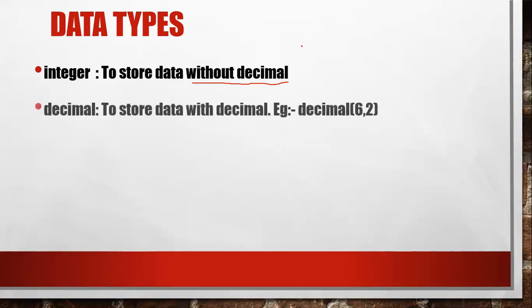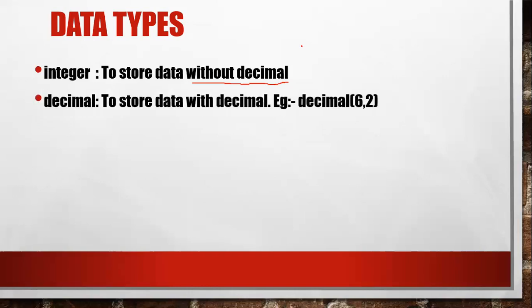Okay, the next thing is decimal. As I told you earlier, integer is basically used in those fields in which we want to store data which does not contain a decimal part. But suppose we want to store a particular piece of data which contains a decimal part, then we use another data type, that is decimal. So to store data with decimal we use the decimal field, and I have written an example: decimal 6 comma 2. What does it mean if I write decimal 6 comma 2? Let me explain this.